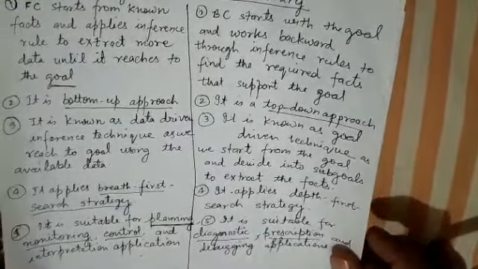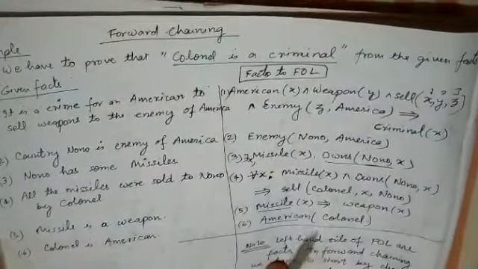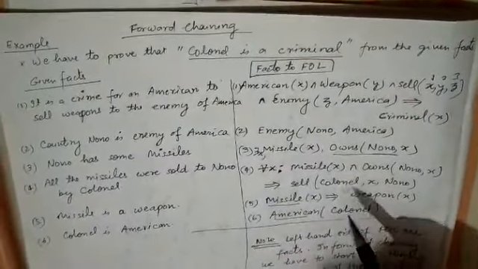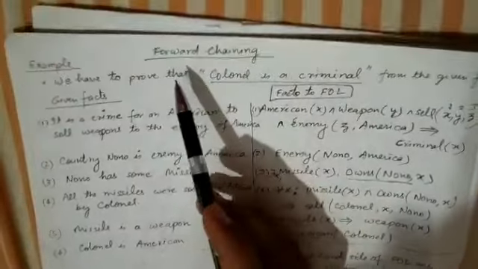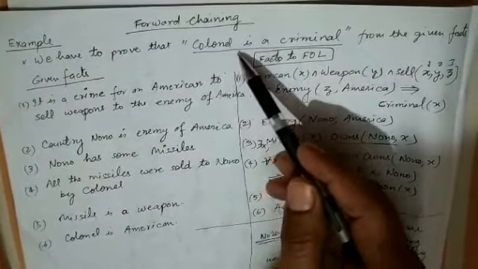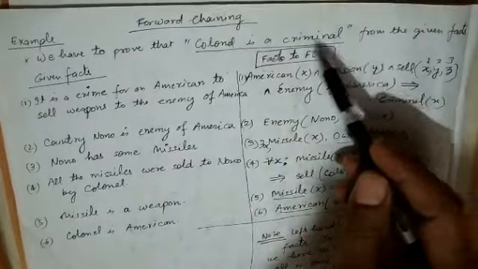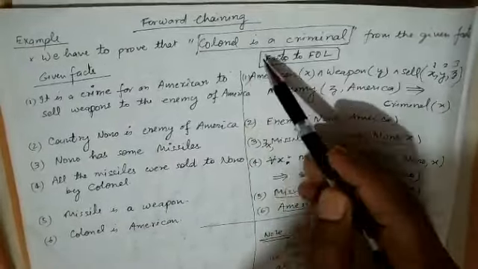Now we will understand these two methods with a good example. I have already solved these examples because of shortage of time, as the video size would increase. So we will have a quick look at the forward chaining and backward chaining examples. In the case of the forward chaining example, we have to prove that the colonel is a criminal. We have to prove that this statement is correct. So this is our goal which we want to achieve from the given facts.